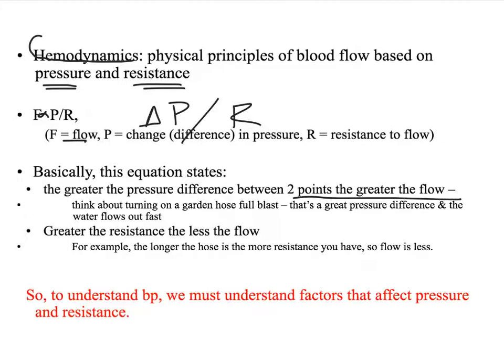Okay, so this equation states that the greater the pressure difference between 2 points, the greater the flow. So if you turn on a garden hose really fast, right, it's going to blast the water out. So there's a great difference and the flow is fast. Now, the greater the resistance, the less the flow will be. So the longer the hose is, the more resistance you have, so your flow will be less. So we're going to talk about pressure and resistance and what can cause those in the body.